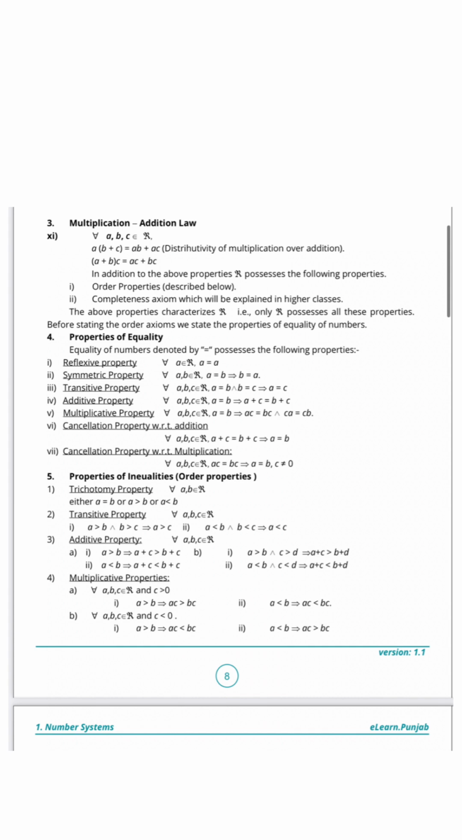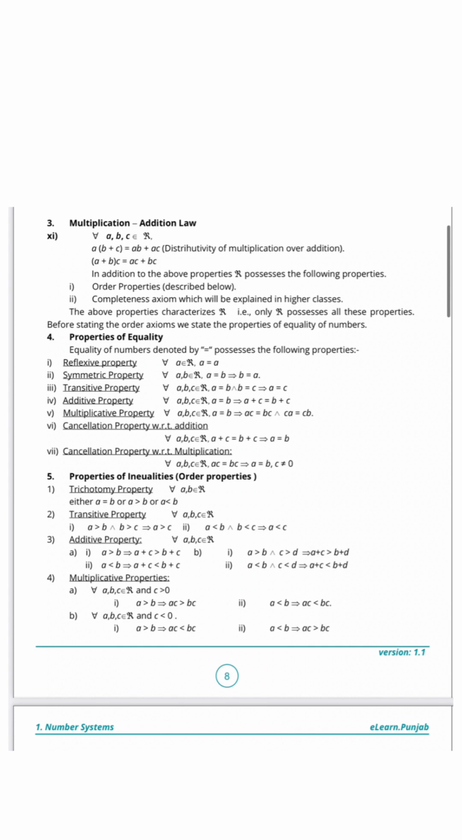In addition to the above properties, capital R possesses the following properties: the order property, described below, and the completeness axiom, which will be explained in higher classes. The above properties characterize capital R, that is, only the real number set possesses all these properties.